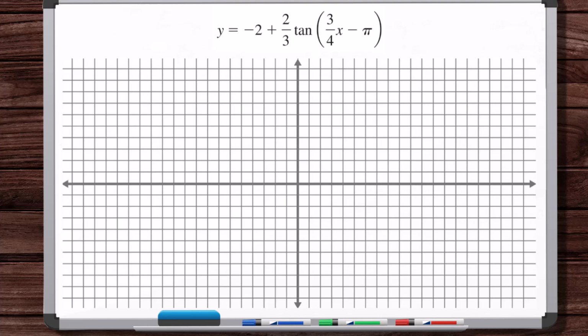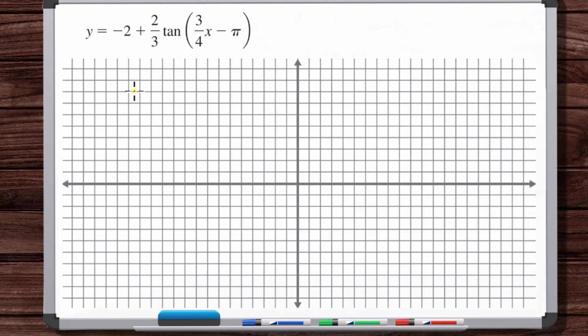Okay, let's put this into a form where we can see the transformation more clearly. All right, so we've got 2/3 tangent. Let's factor out this 3/4 to get the x by itself. And then pi divided by 3/4 is 4 pi over 3. And then minus 2. Okay.